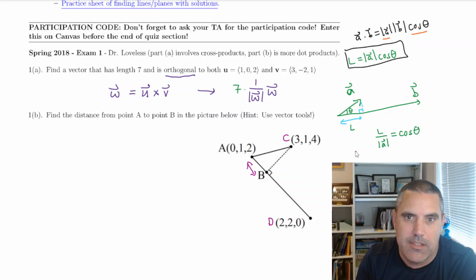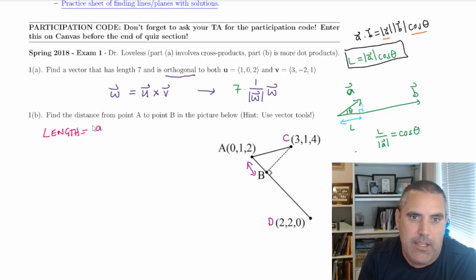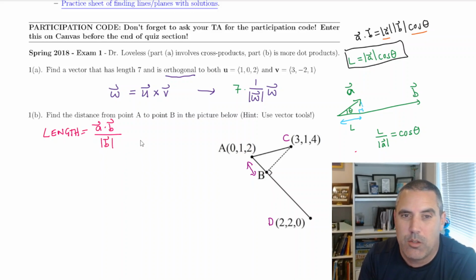That L is the following. So the length of the projection is A dot B over the magnitude of B. And I find it fairly easy to remember because the thing you're projecting on, this is the ground, so to speak, which is good because it's the denominator. So I find that easy to remember.